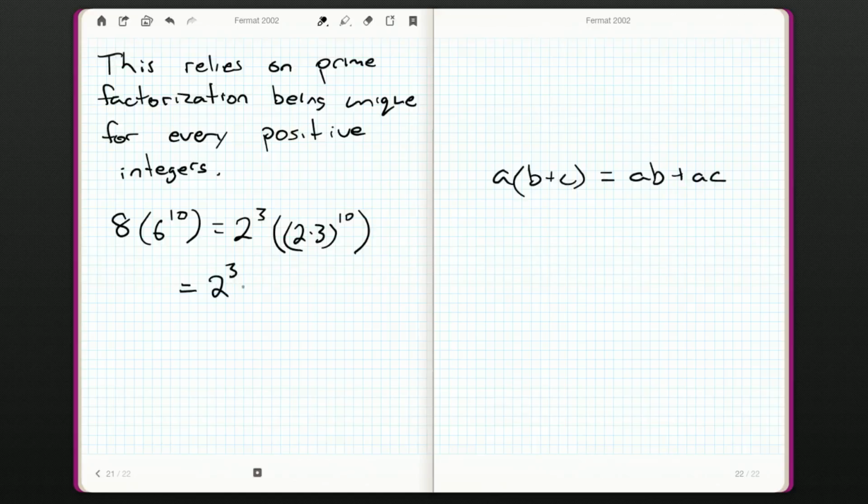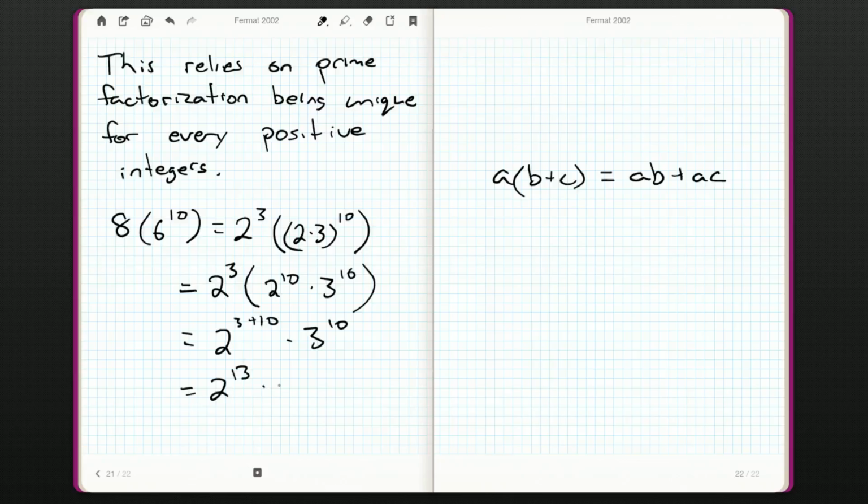So we still have the 2 to the 3 from the 8, and then we have a 2 to the 10, and a 3 to the 10. Now there's no reason to keep these brackets anymore. 2 to the 3 times 2 to the 10, we add the exponents, 3 plus 10, and the 3 to the 10 is left by itself. So this is the prime factorization of the number we're given, and we want that to be 2 to the a, 3 to the b. So it follows that a is going to be 13, b is going to be 10.